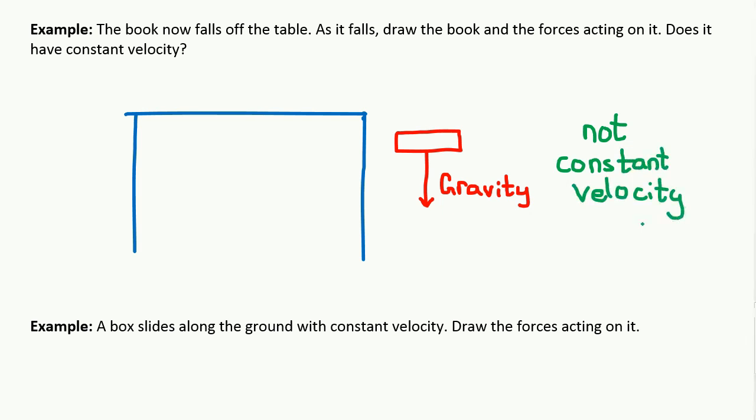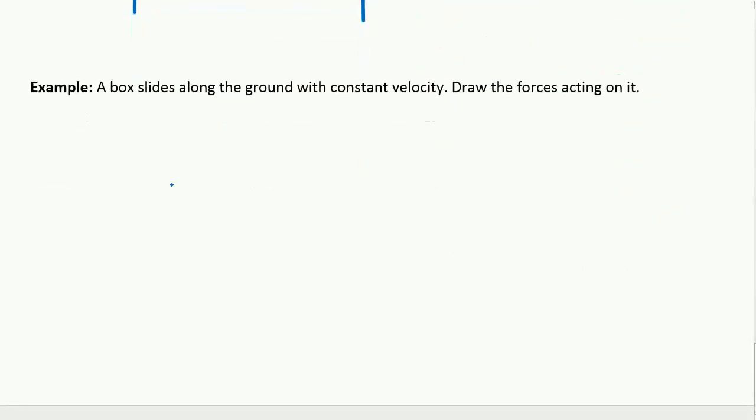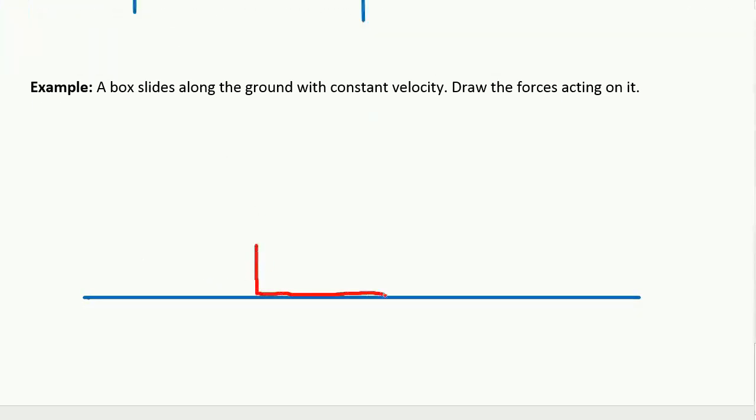Okay, and let's do one final example. A box slides along the ground with constant velocity. Draw the forces acting on it. Okay, so there's my ground, and there's my box.